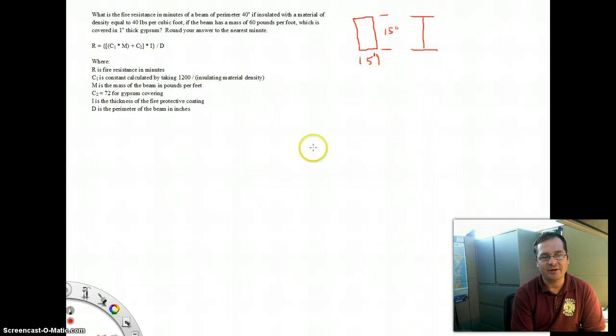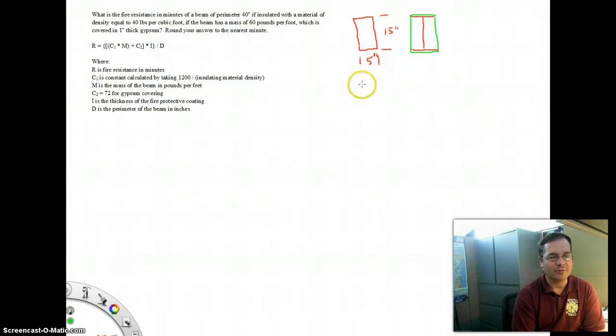Now, this doesn't have an obvious perimeter, but basically the perimeter becomes the area that would be covered by the drywall or gypsum coating, which in this case would be equivalent to 40 inches. So basically a 15 by 5 by 15 by 5 beam that's covered by gypsum, which I've shown in green here. And we'll just label this as 15 inches and 5 inches.